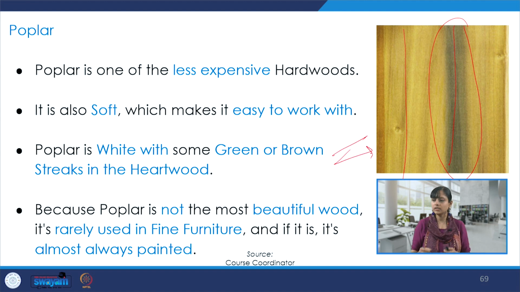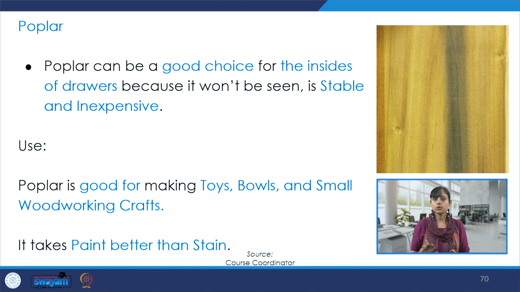But I would just like to put a disclaimer that it depends also on individual choices. Some designer may like to use this as an interesting attribute and not look at it as a defect or as non-aesthetic. So it depends. But going by the market value, it's not much of a popular wood because of these streaks that you see. It can be a good choice for the inside of drawers, for storage and other applications. It is also good for making toys, bowls and woodworking crafts. It takes paint better than stain.